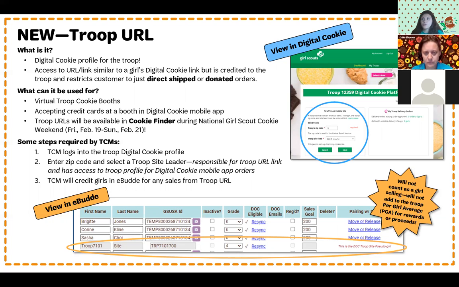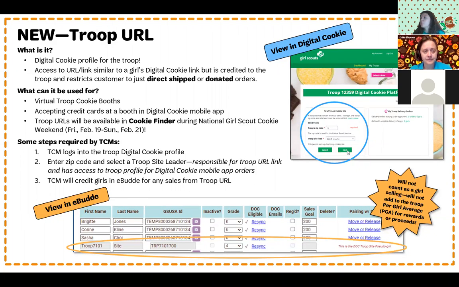So in order to get your link up and running, there are some steps required by the TCM. The TCM will log into the troop digital cookie profile, which here is kind of a look at what it looks like in digital cookie. They will enter the troop zip code, and they will select a troop site leader. The troop site leader can only be a TCM in eBuddy or a co-leader in eBuddy, and we will provide more communication on how to select a troop site leader who isn't a TCM in the future as soon as we get that process down.